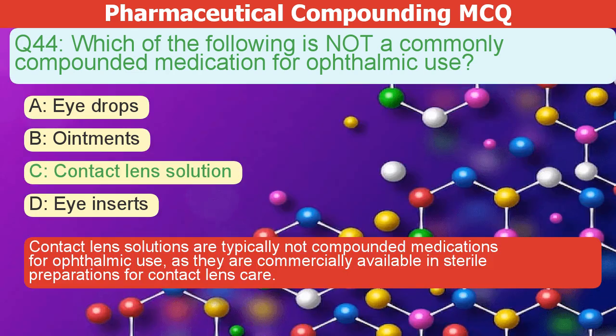The correct answer is C. Contact lens solutions are typically not compounded medications for ophthalmic use, because they're commercially available in sterile preparations for contact lens care.